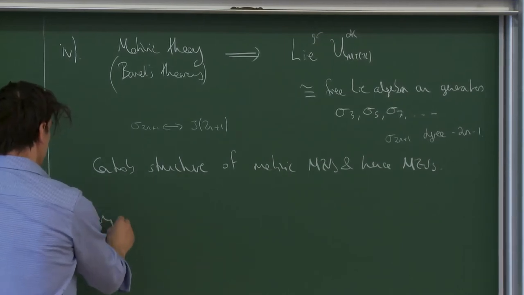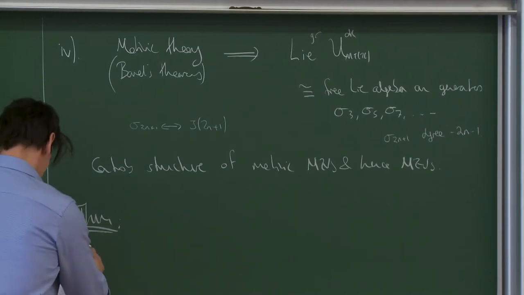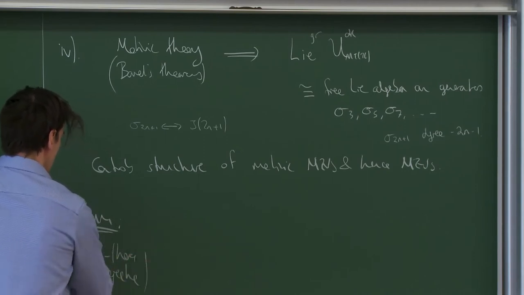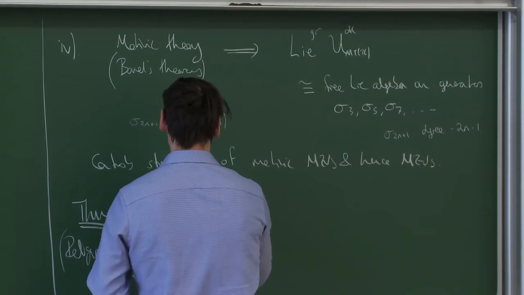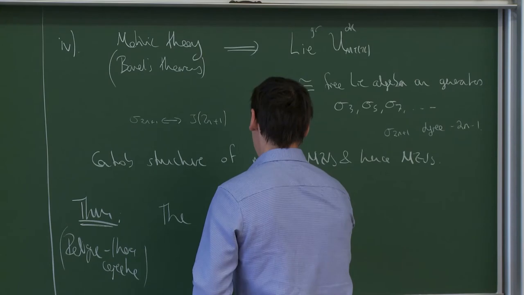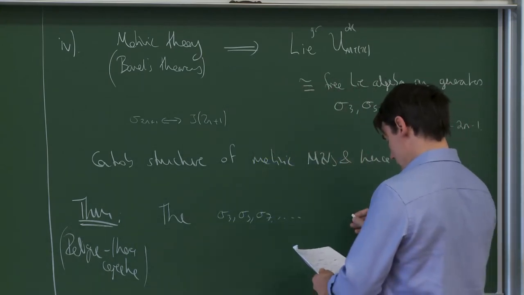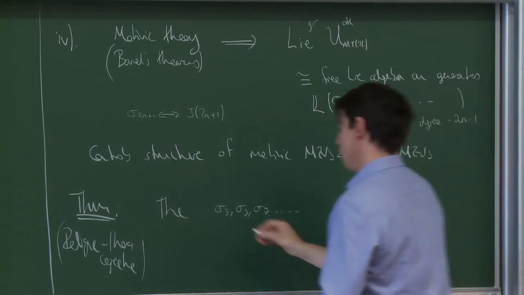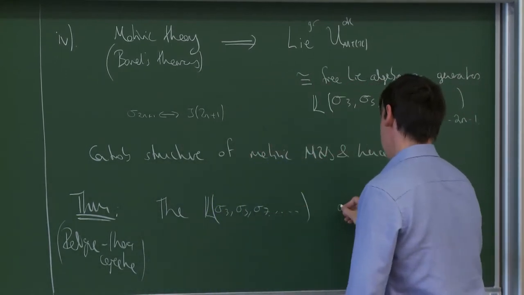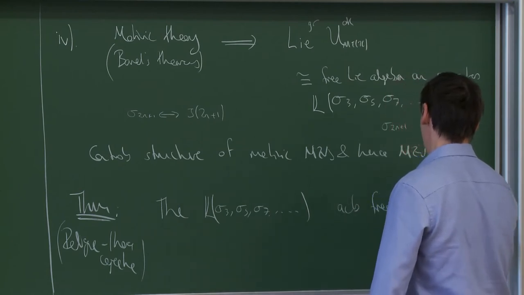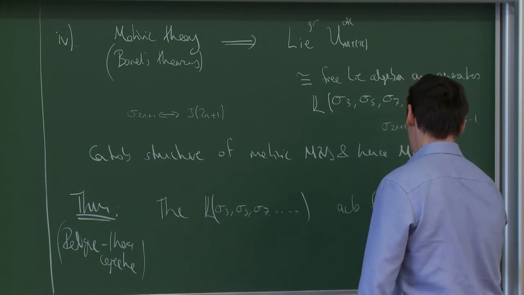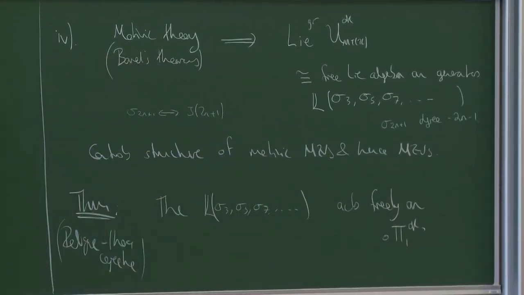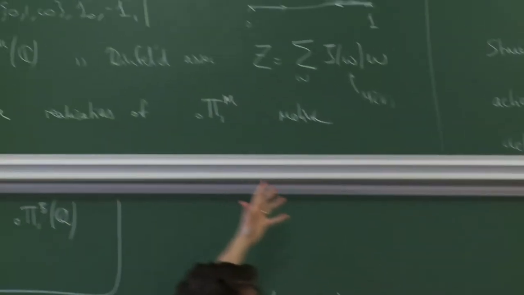It's very concrete. And so the final piece that I want to get to is the theorem that I proved a few years ago, previously called the Deligne-Ihara conjecture, which is that this Lie algebra, in other words, the sigma 3, sigma 5, act freely. So let me write a free Lie algebra as a blackboard L. So then this Lie algebra acts freely on the de Rham pi 1. And that implies that in fact the pi 1 of P^1 minus 3 points generates the whole category of mixed Tate motives over the integers.